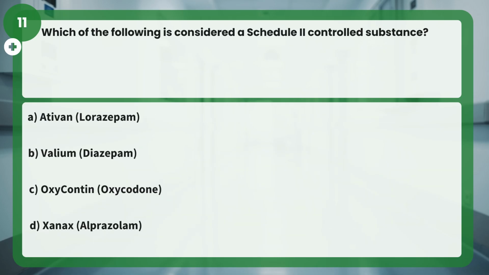Question 11. Which of the following is considered a Schedule II controlled substance? A. Ativan, lorazepam. B. Valium, diazepam. C. OxyContin, oxycodone. D. Xanax, alprazolam.